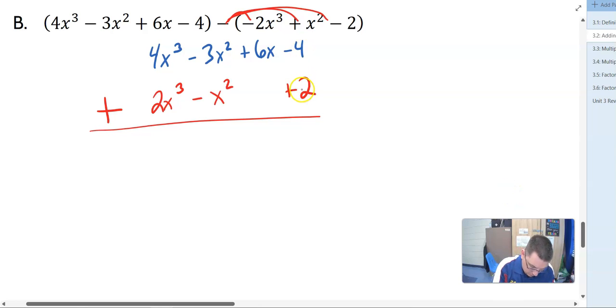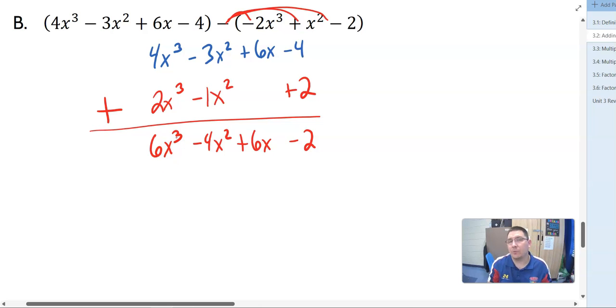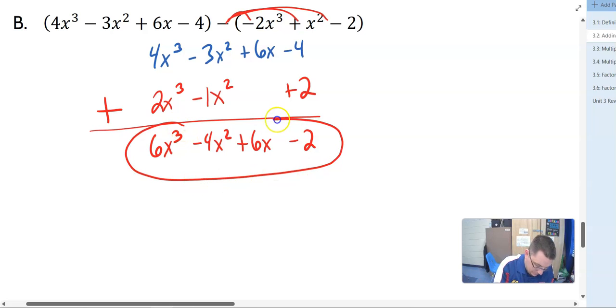And so negative 4 plus 2 is negative 2. 6x plus nothing, well, that's a positive 6x. Negative 3x squared plus negative 1x squared, so that's a negative 4x squared. And then 4x cubed plus 2x cubed is 6x cubed. We've got this in standard form. We don't need to bring it all together because it's already together. And so this is our simplified answer.